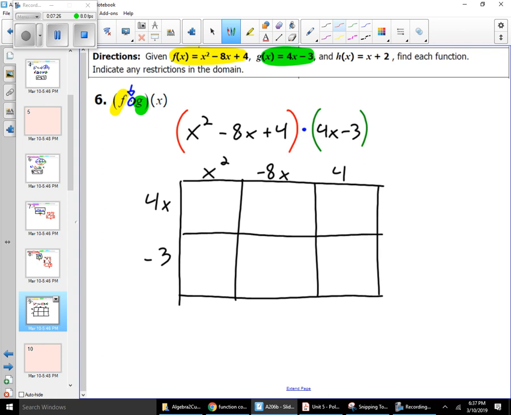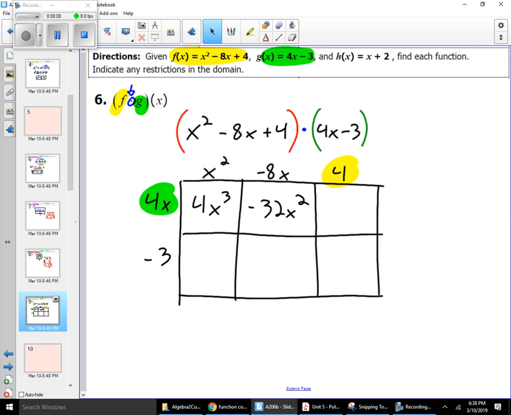This is just a way to organize our work. You could certainly do this problem without lattice. What's nice about lattice is it lets you know there are 6 terms that I need to worry about. And we'll just walk through those 6 terms as we go. I get an x squared and a 4x. Multiplying those two together gets me a 4x cubed. And then we just move on down. 4x times negative 8x. That's going to get us a negative 32x squared. 4x times 4 gets us a 16x.